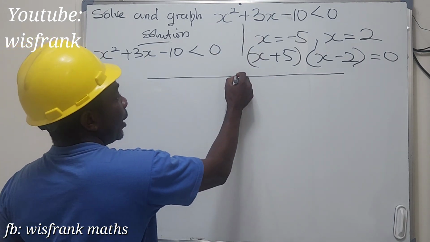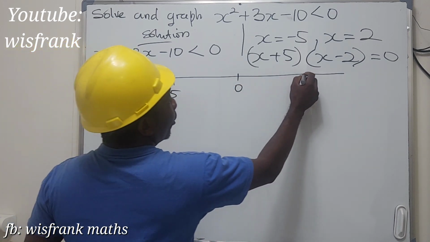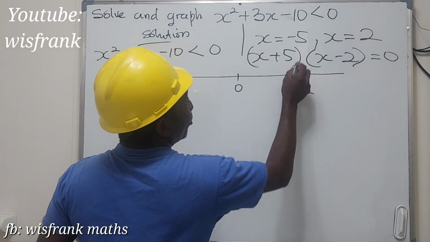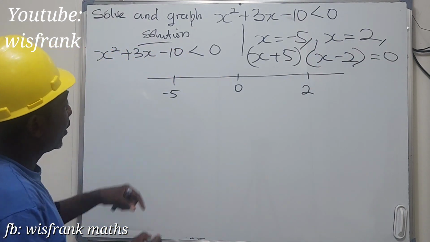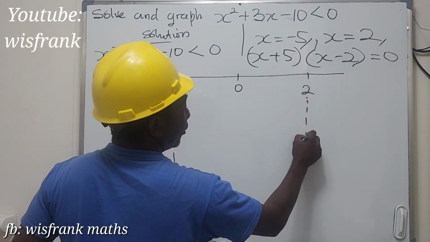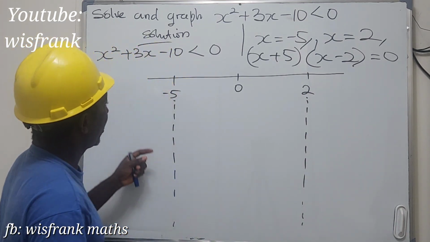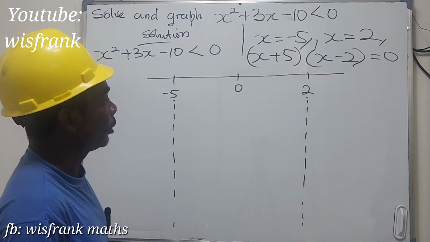So we have a straight line here, we have here 0, we have here minus 5, and we also have here 2, because x equals to minus 5 and x equals to 2. So here, say we have a partition here, and we also have a partition here. So we have 1, 2, and the third partition.